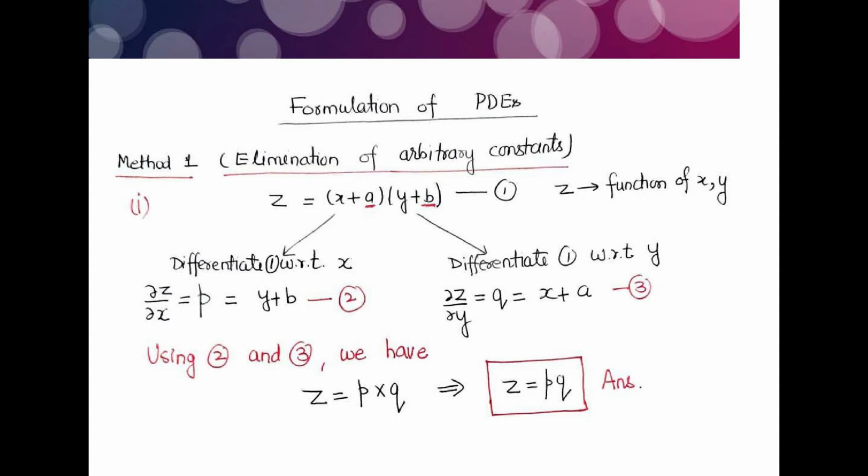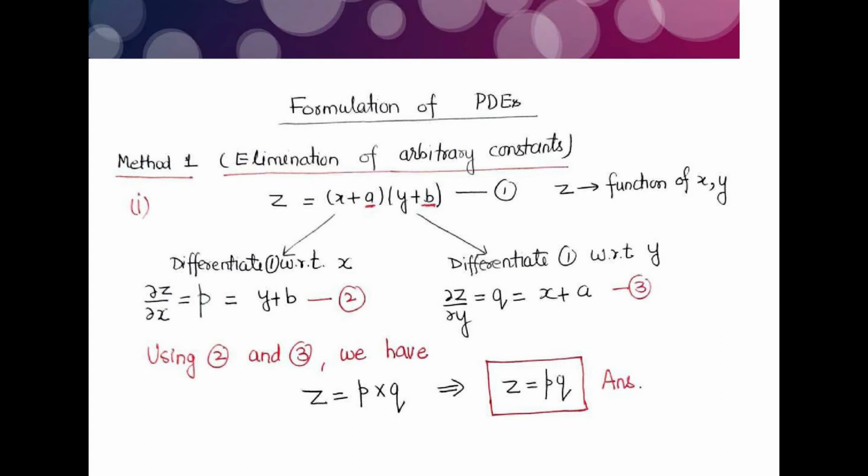So finally, we have formulation of partial differential equations. First method, elimination of arbitrary constants. So let z equal (x plus a)(y plus b), given by equation number 1. Here z is a function of x and y. Most of the time we take z as a function of x and y if it is not given in the question, right? Otherwise it will be mentioned if there are some other independent variables.